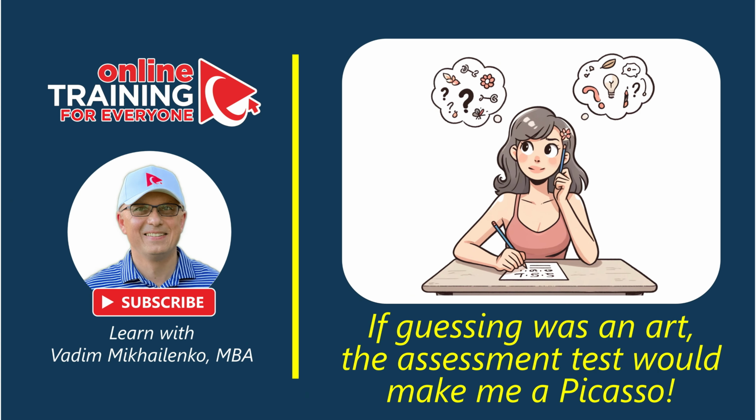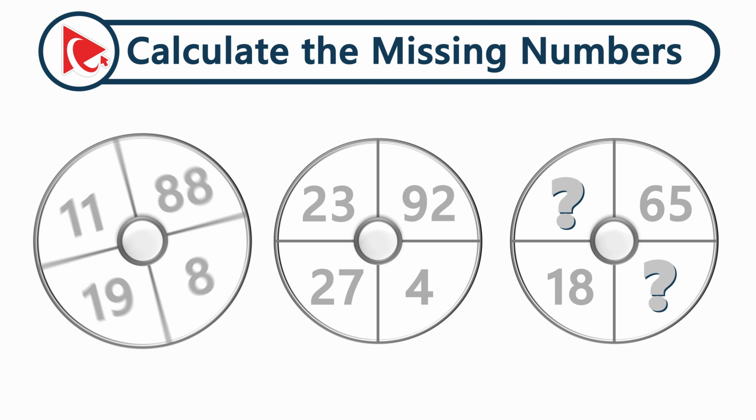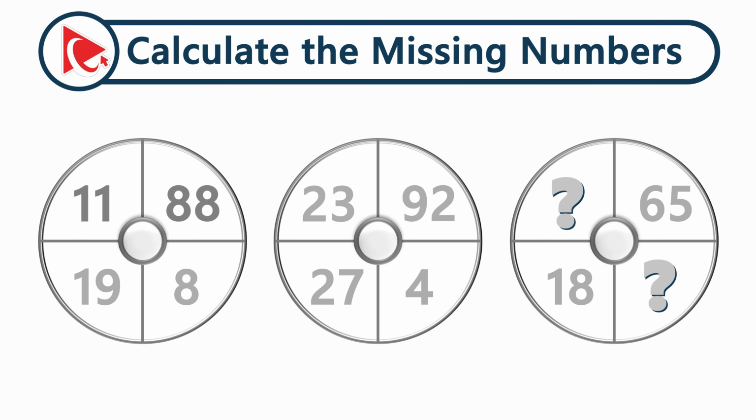You're presented with 3 circles. Each circle has 4 numbers inside. In the first circle, the numbers are 11, 88, 8, and then 19. In the second circle, the numbers are 23, 92, 4, and 27. And here comes the third circle. It has not 4, but only 2 numbers, and 2 other numbers you need to calculate. The numbers you see on the screen are 65 at 2 o'clock and 18 at 7 o'clock. And there are 2 missing numbers which you need to calculate and select out of 4 possible choices.